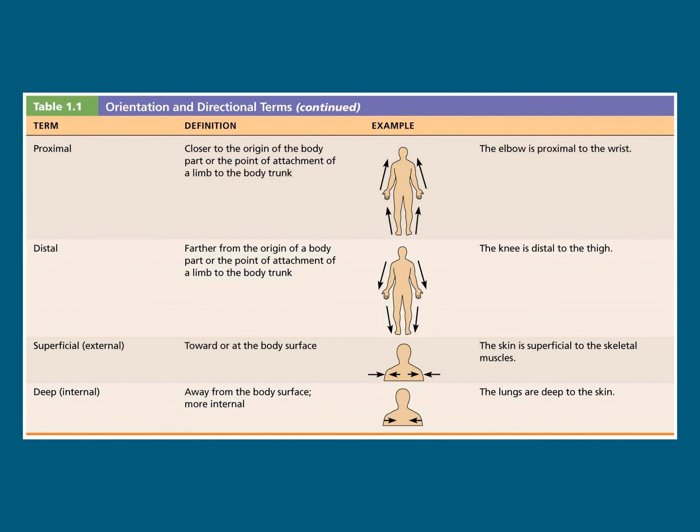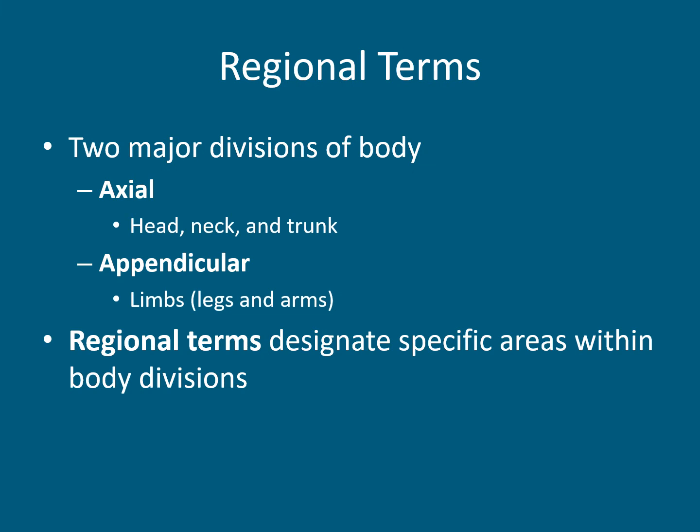Superficial and deep. Superficial means towards the body's surface, and deep means you're going more internal, you're going away from the surface. Some regional terms: we divide the body into two major divisions, axial and appendicular. Axial refers to the head, the neck, and the trunk, and appendicular refers to the limbs, your appendages, your legs and arms.